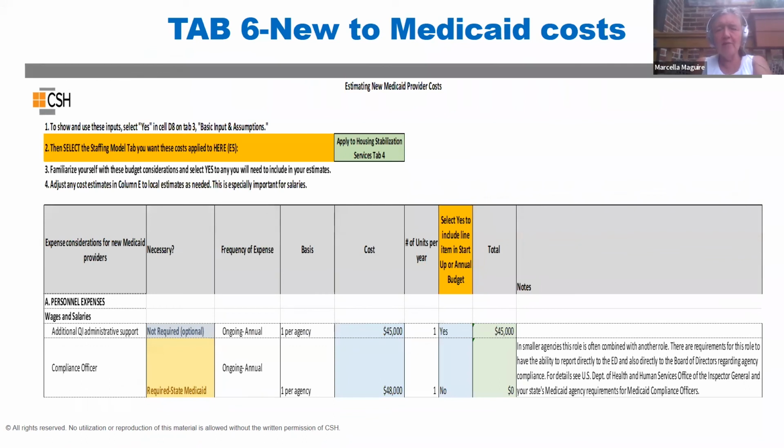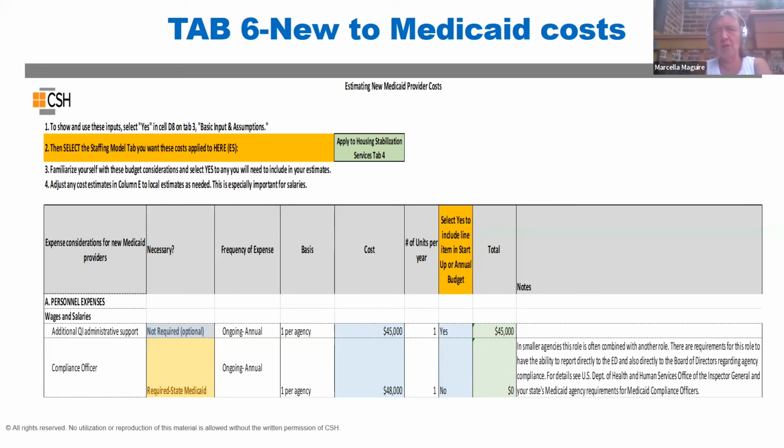And then finally, for agencies that are new to Medicaid, this is your first Medicaid service. This takes you through some additional rules and requirements for Medicaid related services. Do you have a compliance officer? Is that a full-time person? Is that a part-time person? What do they cost? Additional administrative support.